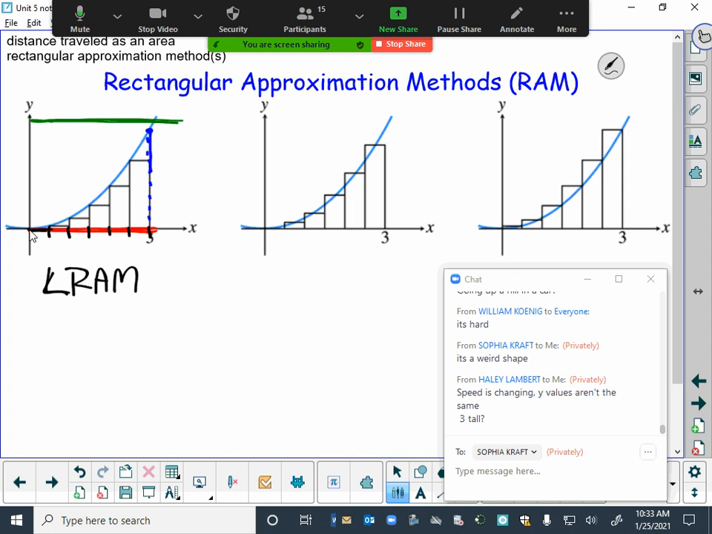The LRAM method, the L in the LRAM method, says to go to the left-hand side of whatever little interval you're working on. Okay? So if we were looking at this particular one, this is called a subinterval. The LRAM method says go to the left-hand side of that and figure out the x value on that left-hand side, what is its output? Okay. And use that as the height of the rectangle.